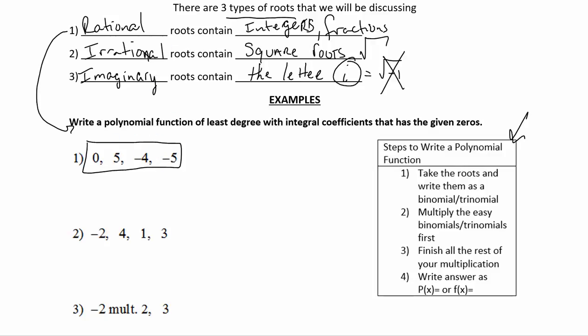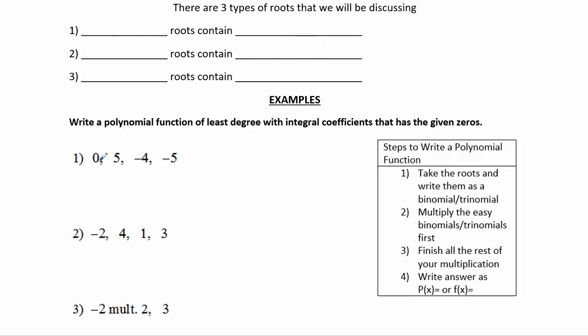All right, here's how we do that. What we want to do is we want to take these zeros and we want to go backwards into parentheses. Okay, so we want to take the roots. First step is take the roots and write them as a binomial or a trinomial. Right now we're going to be dealing with the binomials. Trinomials will come in the irrational and imaginary roots, but they're there for that reason. So here's what I mean.